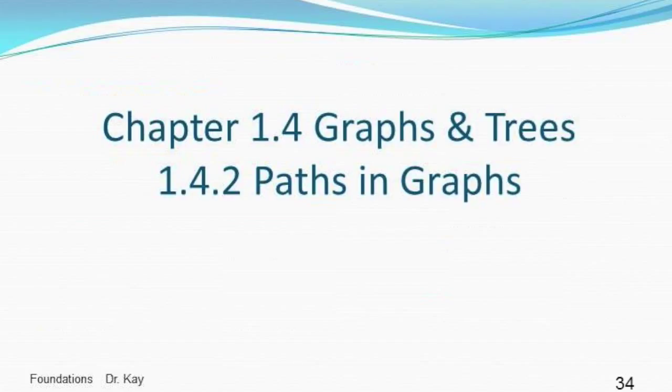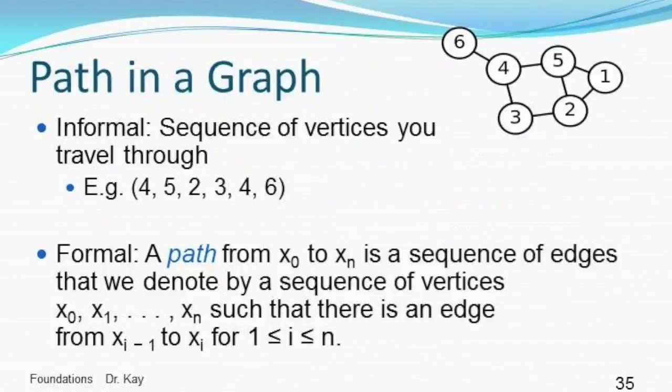Okay, so let's move on to section 1.4.2 where we talk about paths. Informally, a path in a graph is just a sequence of vertices you travel through. So for example, I could start at 4 and go to 5 and then 2 and then 3 and then 4 and then 6, and that would be a path. Here's my sequence of edges. We're going to use a tuple for this because order matters.